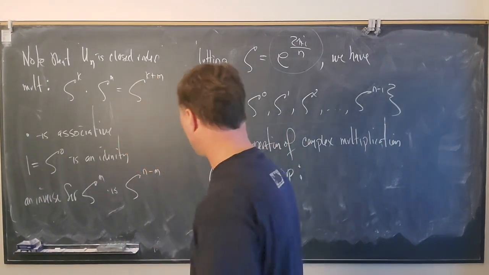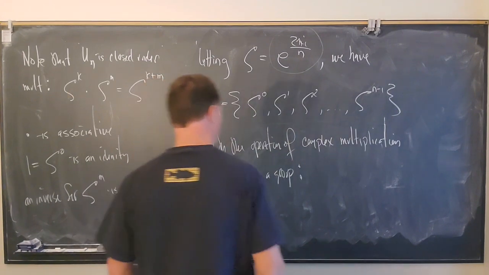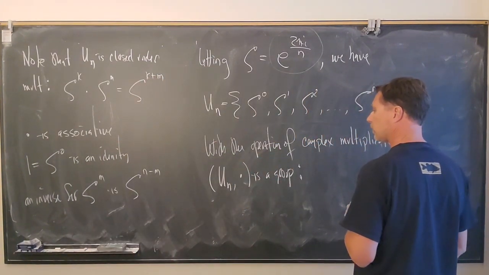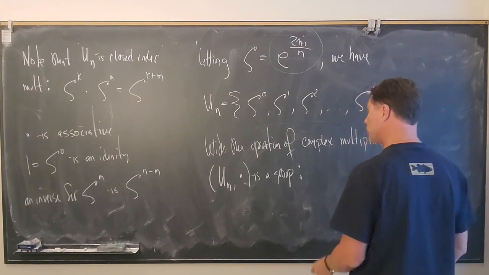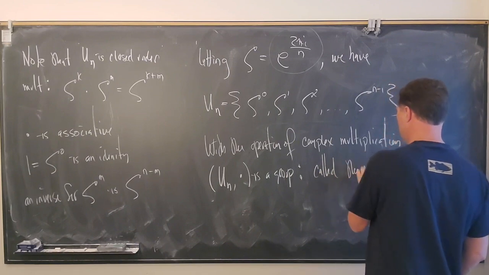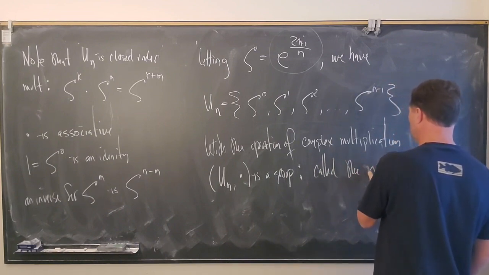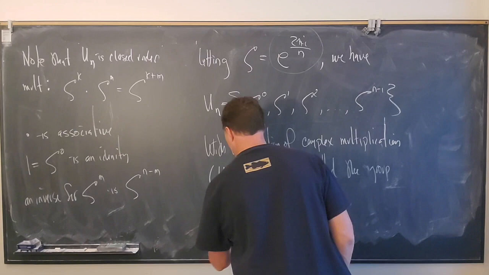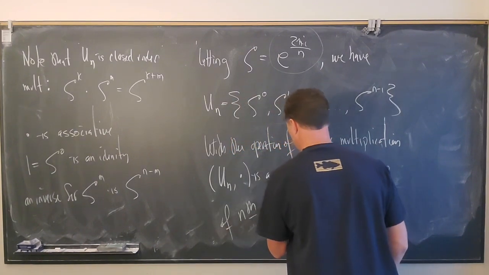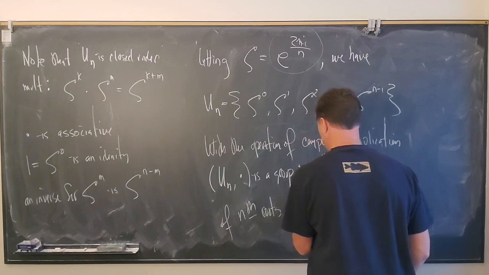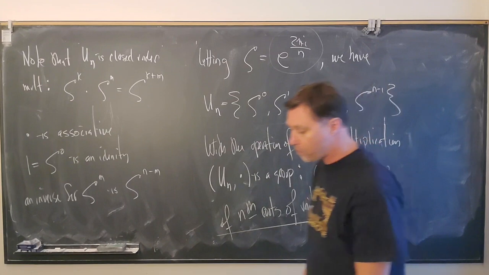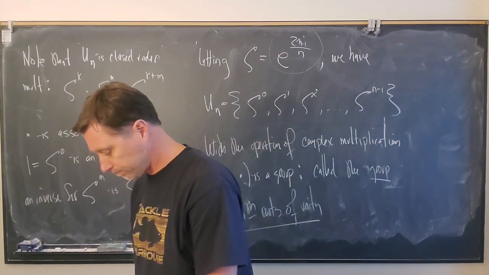Okay, so we've got a group here, and so this group has a name. With the operation of complex multiplication, U sub n is a group called the group of nth roots of unity. All right, so here's another example of a group.